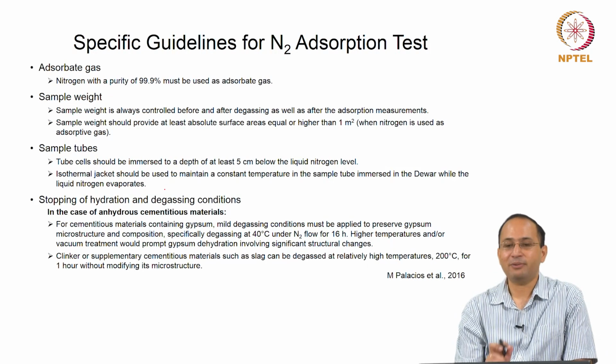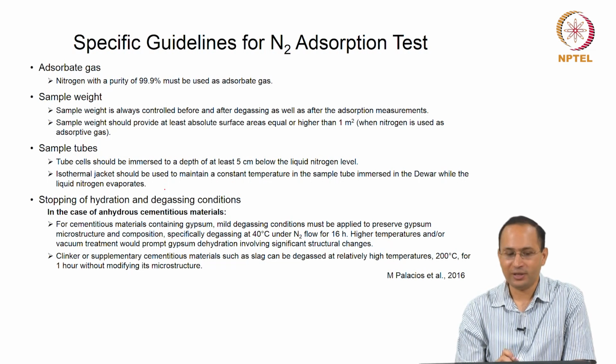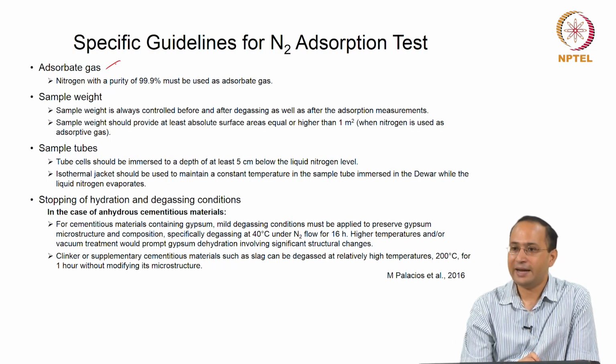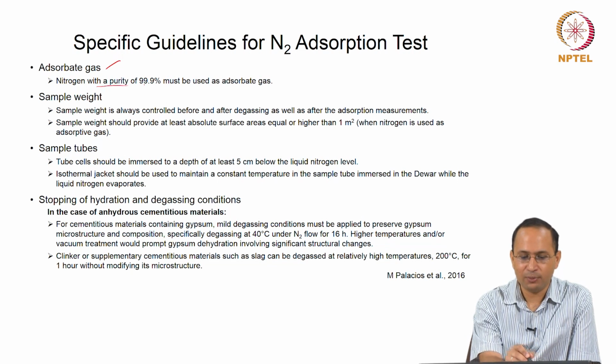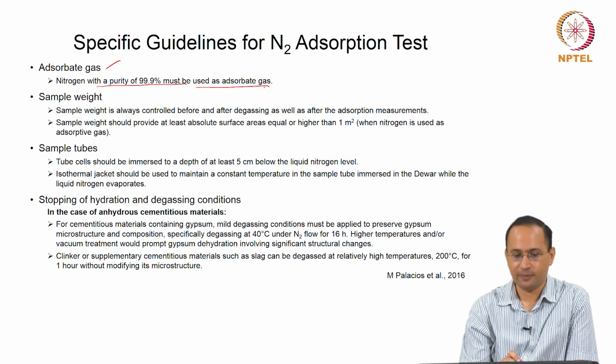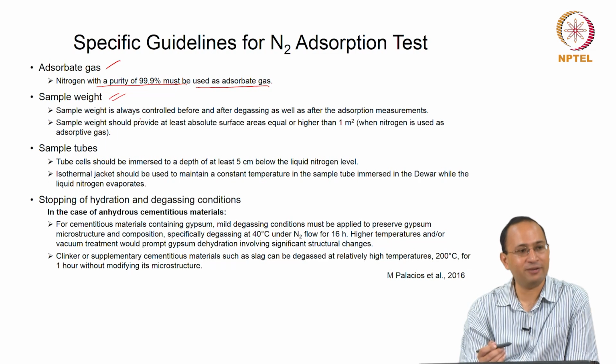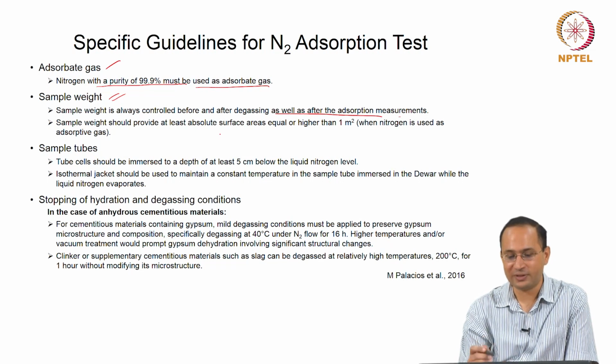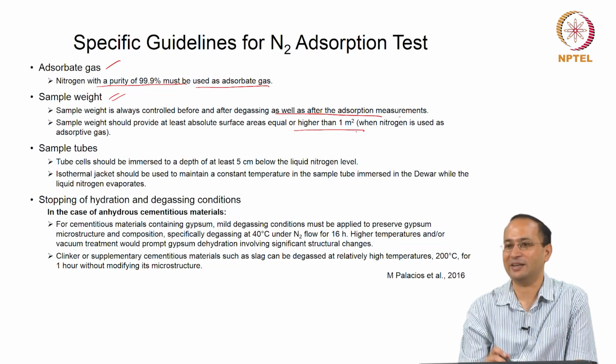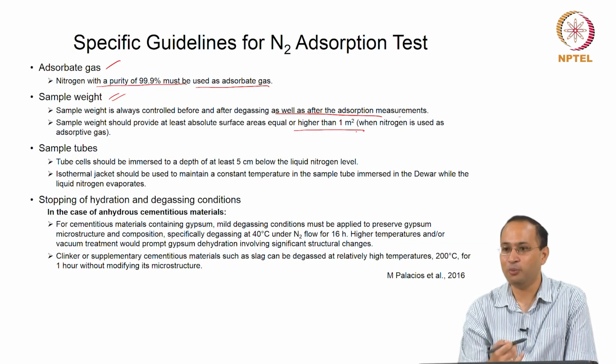Okay, so here are some specific guidelines if you want to use the nitrogen adsorption test. First of all, the adsorbate gas. Nitrogen with a purity of at least 99.9% must be used, very highly pure nitrogen. Sample weight is always controlled before and after degassing as well as after adsorption measurements. Sample weight should provide an absolute surface area equal to or higher than 1 square meter, for nitrogen. If you have to go below 1 square meter, then you may have to use other adsorbates like krypton or argon.